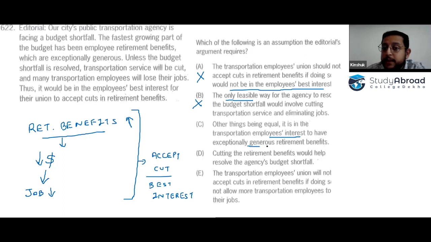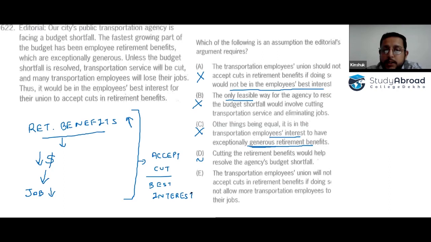So this part is not required. This part is not telling us, because see, what they should have or they could have is different from what the author is suggesting to them. So the author's conclusion is that the best interest would be to accept the cut in the retirement benefits. So again, answer choice C will not be the right answer. Then let's look at answer choice D. Cutting the retirement benefits would help resolve the agency's budget shortfall, right? So this is what the idea was initially, and the author also supported it. So this would be our answer.